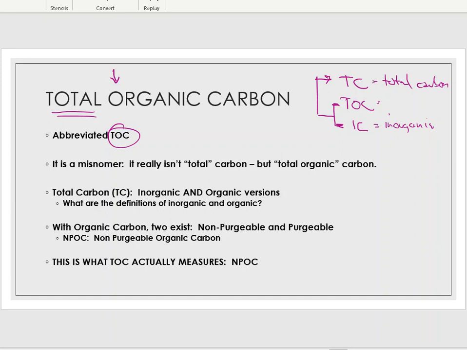We are not interested in the inorganic side of the house. Therefore, we are not reporting total carbon. We're reporting total organic carbon instead. All right.